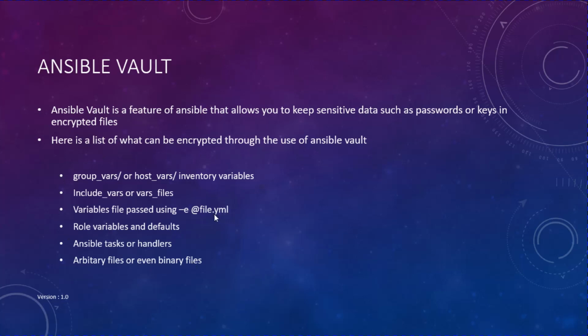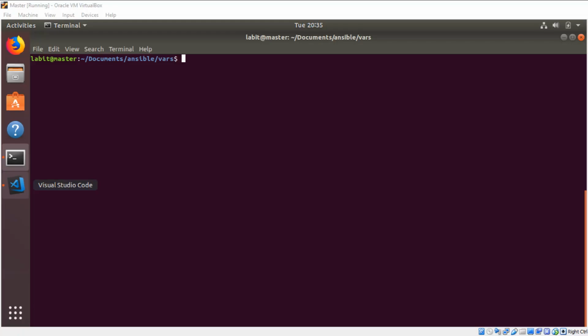On the screen here, I've got a list of all the type of files that can be encrypted using Ansible Vault. Now, let's head back to the Ansible controller. Here, we can type in ansible-vault -h to get to the help menu for Ansible Vault.